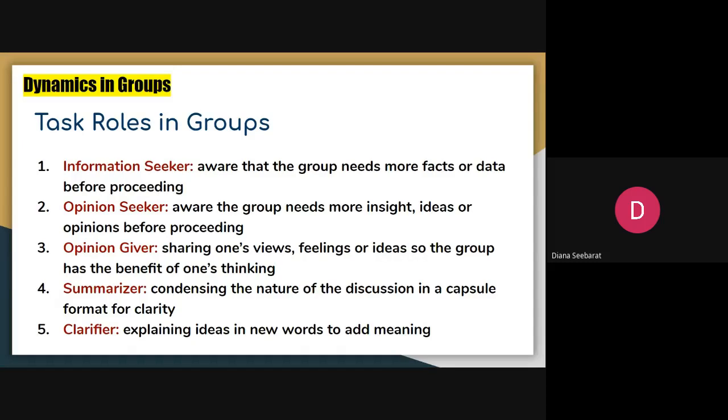The opinion giver shares one's views, feelings, or ideas so the group has the benefit of one's thinking. The summarizer condenses the nature of the discussion in a capsule format for clarity. And the clarifier is the person who is explaining the ideas in new words to add meaning.